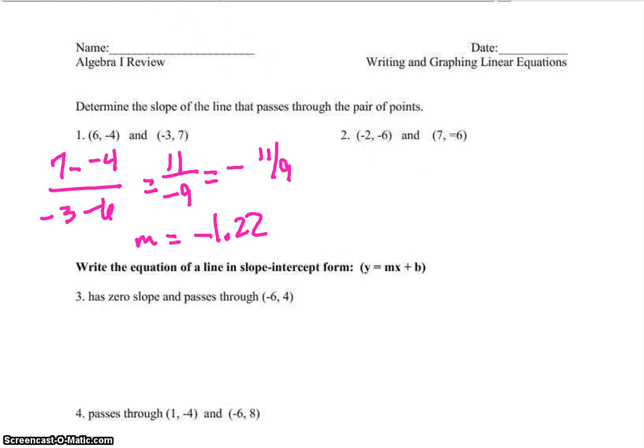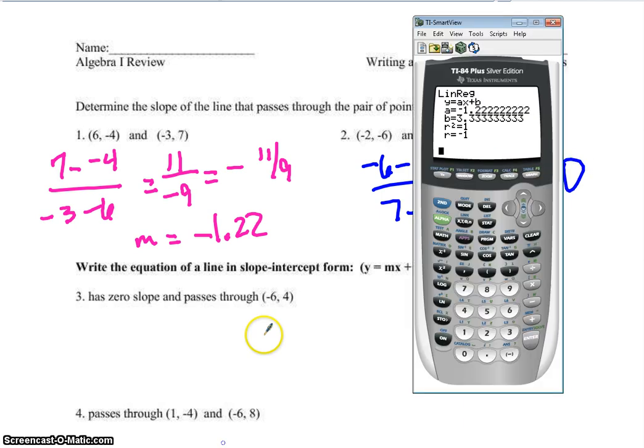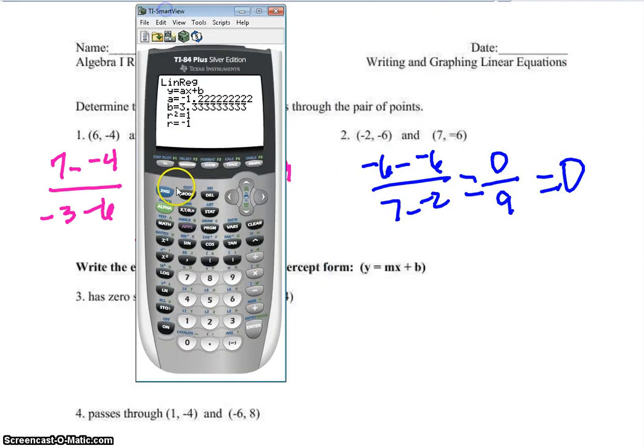So you could do it using the formula, which would be -6 minus -6 over 7 minus -2, which becomes 0 over 9, which is 0. If you want to check yourself, or if you just prefer to do it using the calculator, Stat, Edit.